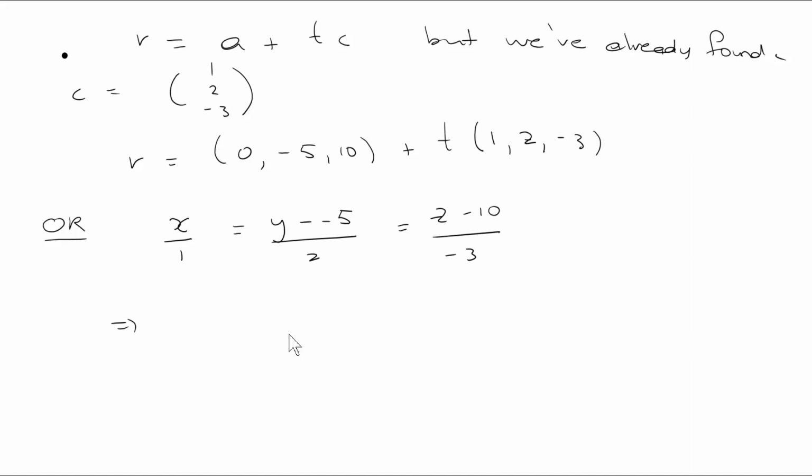And we'll just tidy that up a little bit. So we've got x over 1 equals y plus 5 over 2 equals z minus 10 over -3. And you could leave it like that, or you could jiggle it around and find it in a straight line just by getting rid of your fractions. But as it is, that's fine.